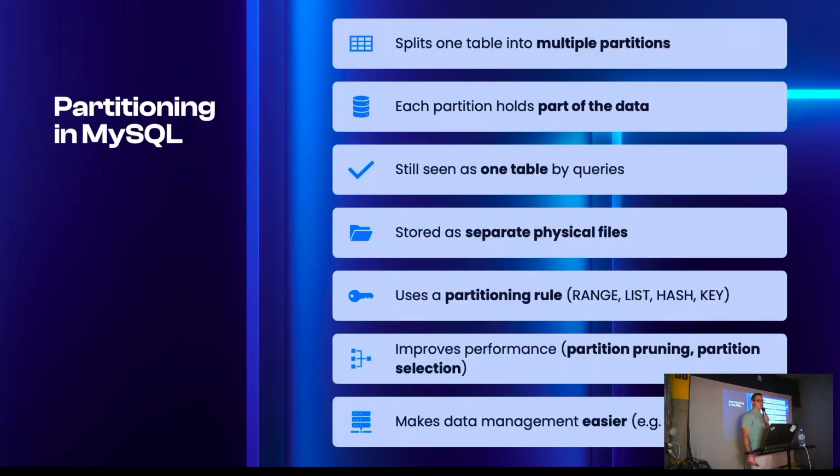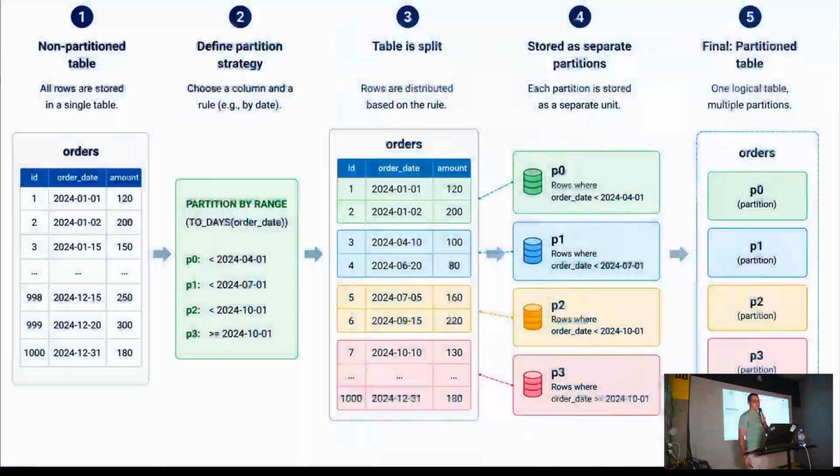To do partitioning, we need to provide the partitioning rule. So there are four rules for how we can partition in MySQL. We need to find a way to tell the MySQL server what we want to do with this data, how we want to split this data. The partitioning can improve performance in some situations, for which we have specific terms: partition pruning and partition selection. And it makes data management easier for some things, like, for example, dropping old data, which was the main reason why we wanted to introduce this in our setup.